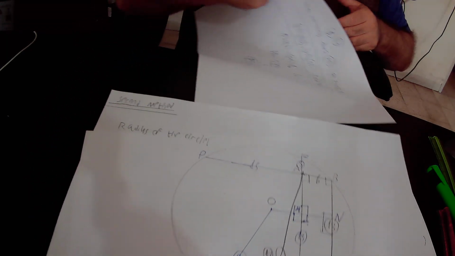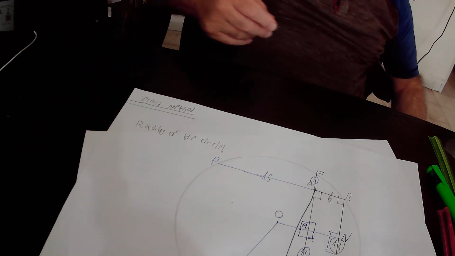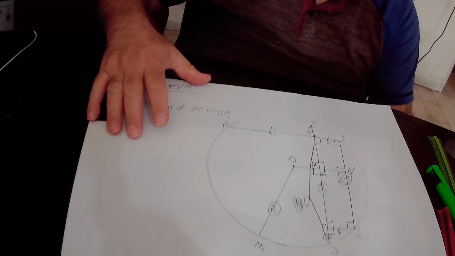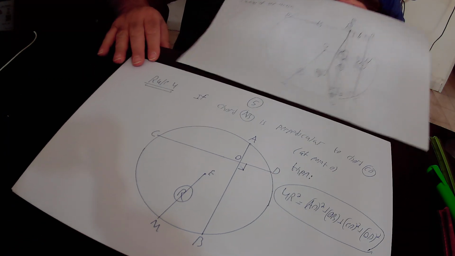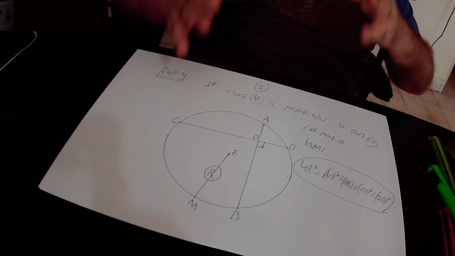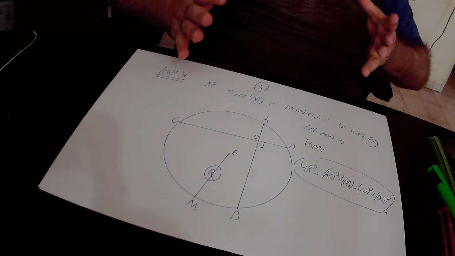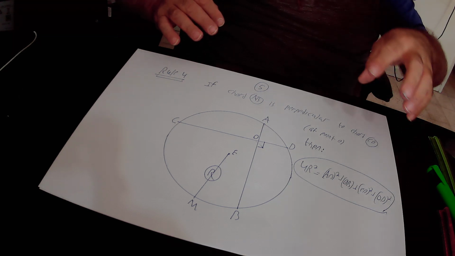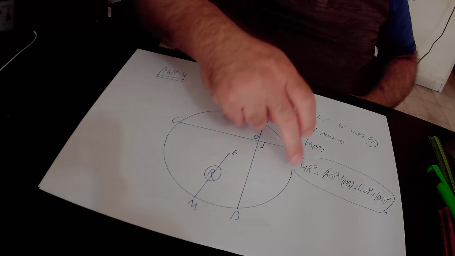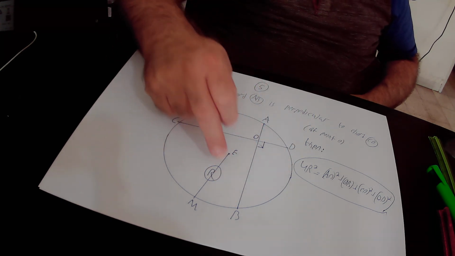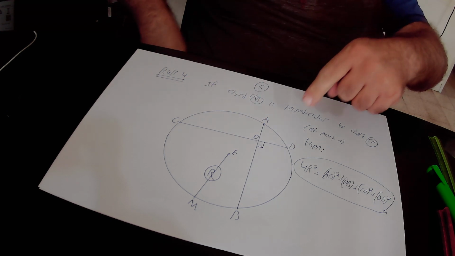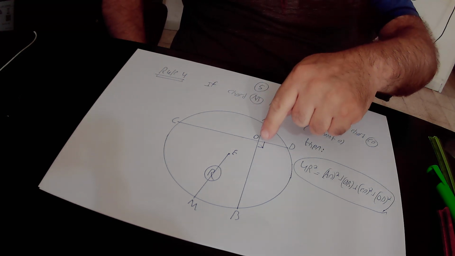So in the next step, I presented to you a new rule number 4, and we implemented rule number 4 in our drawing. Rule number 4 states that whenever you have two chords that are perpendicular to each other, then a certain formula is true. So in this drawing we have chord AB that is perpendicular to chord CD. They are perpendicular to each other at point O. Why? Because they create 90 degrees at the intersection point O.